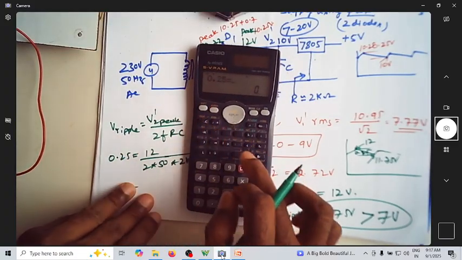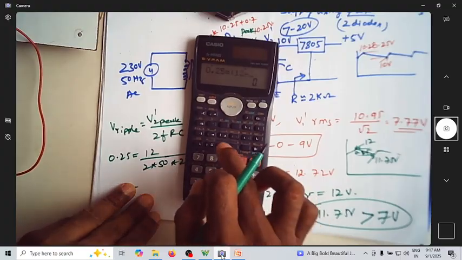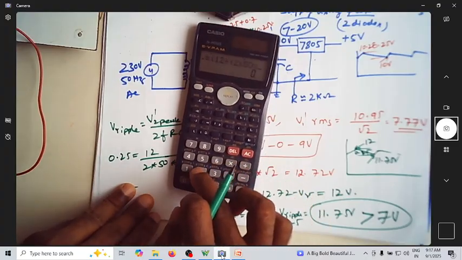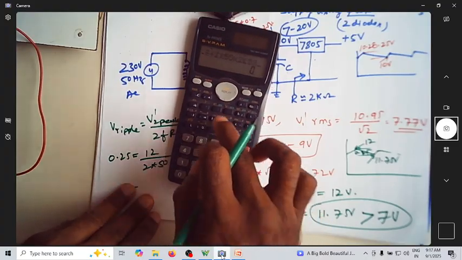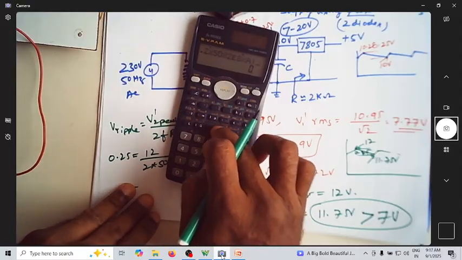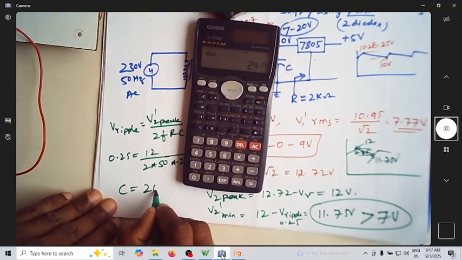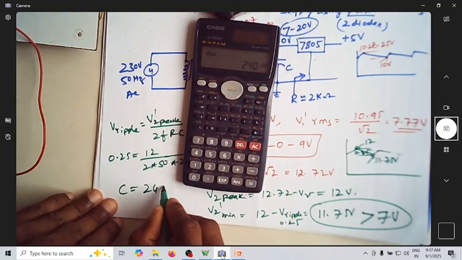So 0.25 equals 12 divided by (2 into 50 into 2 into 10 to the power 3 into C). Calculating this, we end up with 240 microfarad.